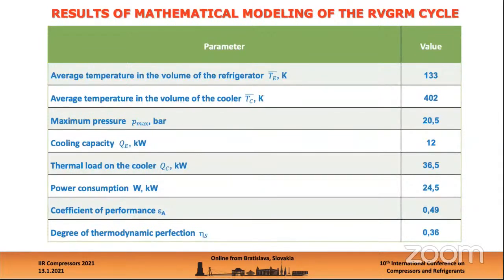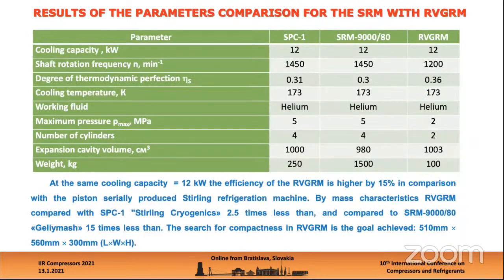Results of mathematical modeling of the cycle. Table 1 shows the indicators of the performance evaluation, obtained as a result of mathematical modeling. As noted, the developed rotary vane gas refrigeration machine has several advantages. The refrigeration machine can achieve a high efficiency level in the moderate cold produced. Table 2 shows the results of a parameters comparison for the serially produced Stirling refrigeration machine with this machine.